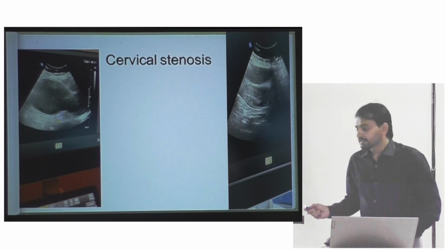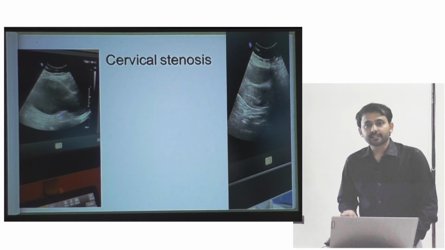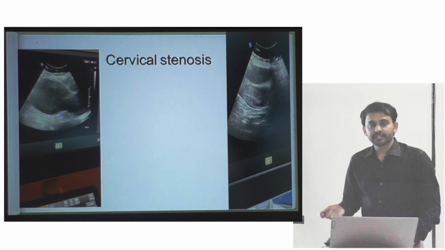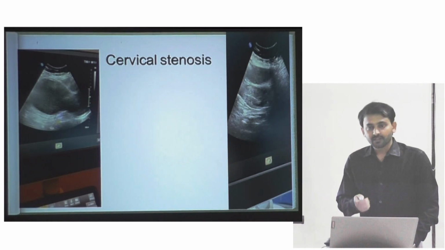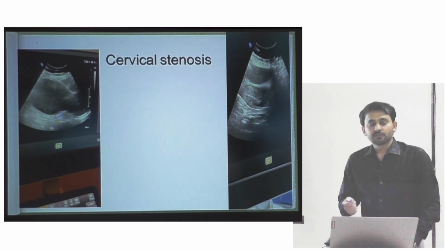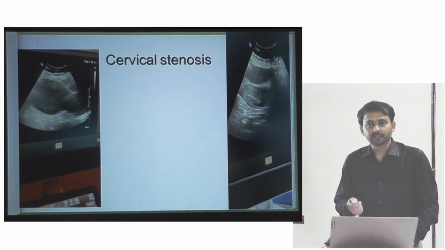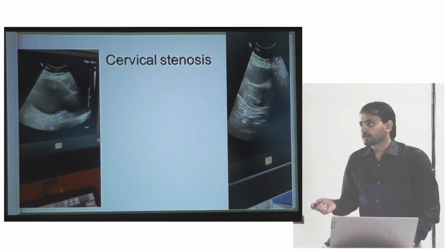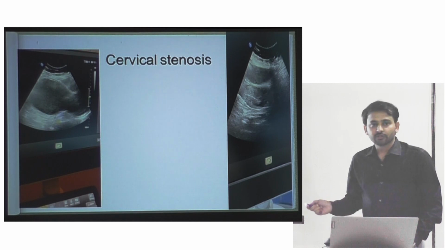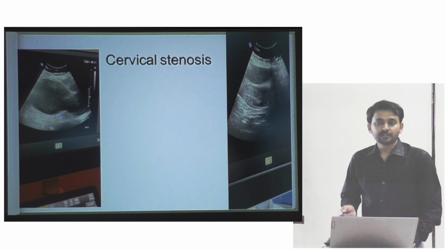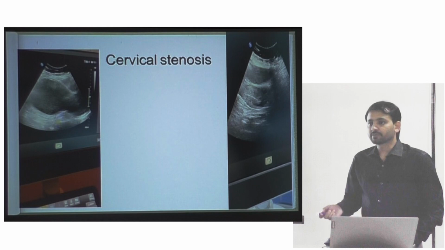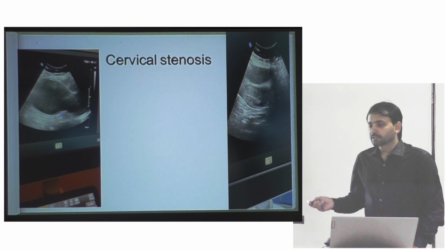So this is another case, an interesting one. A cervical cancer patient, post radiotherapy, with severe cervical stenosis, presented with severe abdominal pain. So CECT mentioned some cystic lesion in the abdomen. So this is actually a distended uterus. Due to severe cervical stenosis, the fluid accumulated and the patient presented with severe abdominal pain.